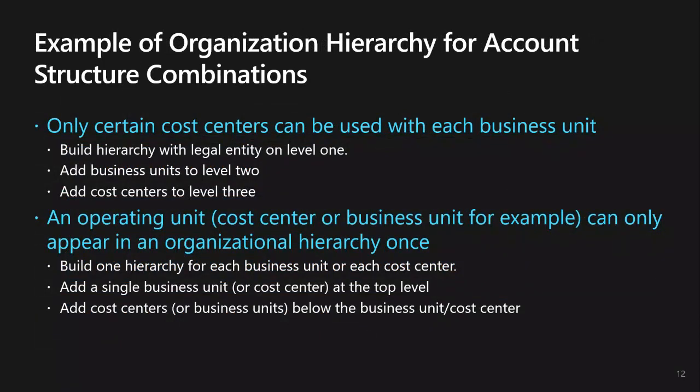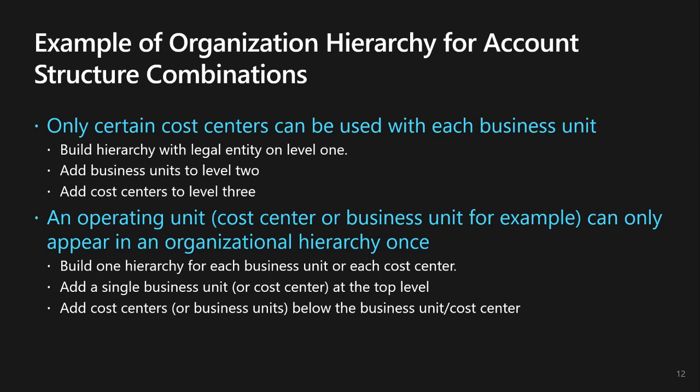Here's some examples of organization hierarchy for account structure combinations. First example is that only certain cost centers can be used with each business unit. So you would build a hierarchy that has legal entity on level 1. Then you would add the business units to level 2 and the cost centers to level 3. And this would be a not an upside down hierarchy. This would be the normal way.